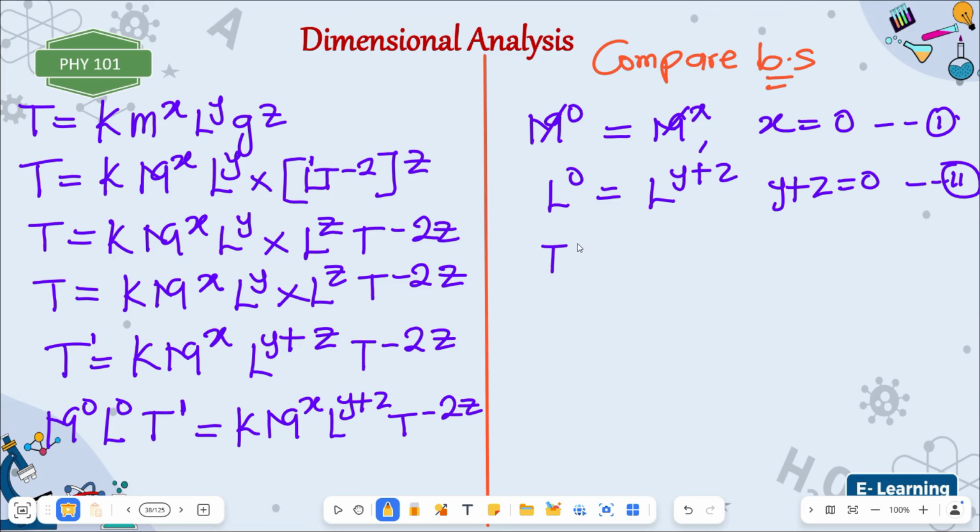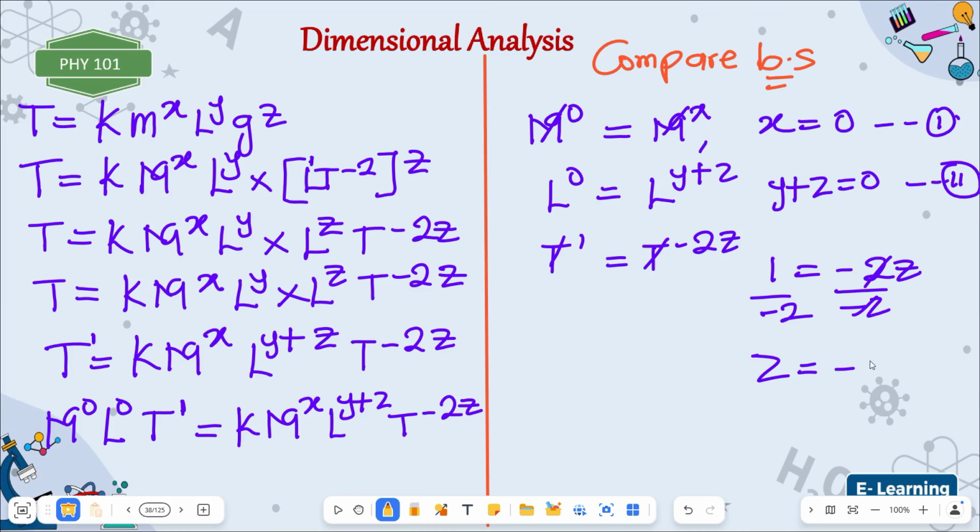Then, of course, T to the power of 1 is equal to T to the power of minus 2Z. When this cancels, you have 1 is equal to minus 2Z. Divide both sides by minus 2 so that our Z now will be equal to what? Minus half.